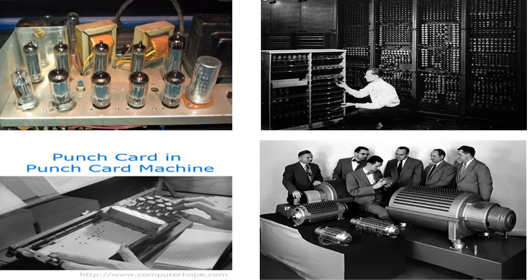In the third diagram you can see the punched card in a punch card machine. It is the machine in which the card is put, and whatever numbers or letters you want get punched on that paper. In this way the punched card is used for input purposes.